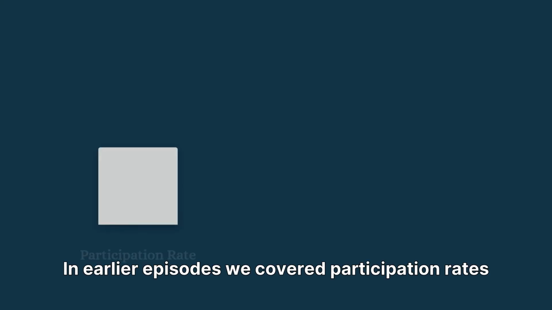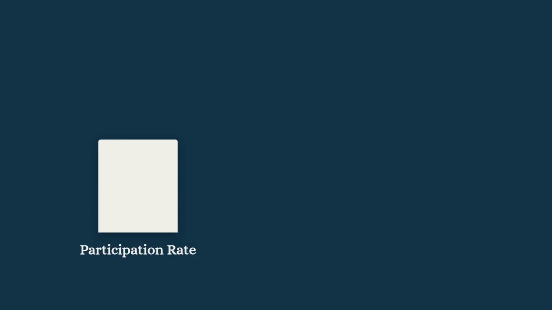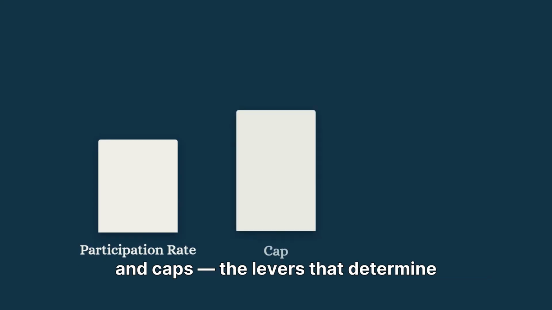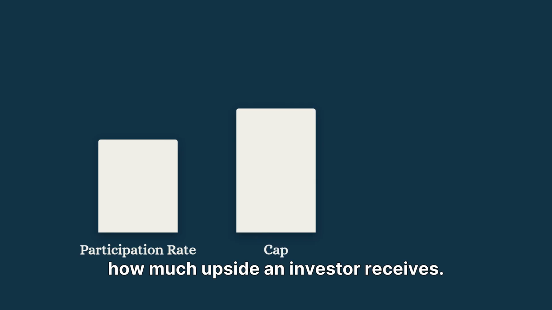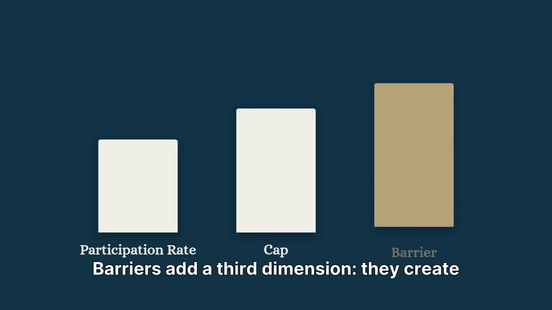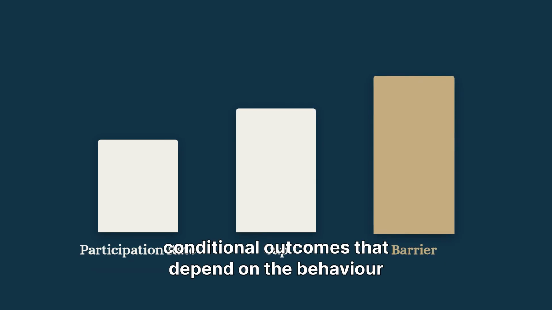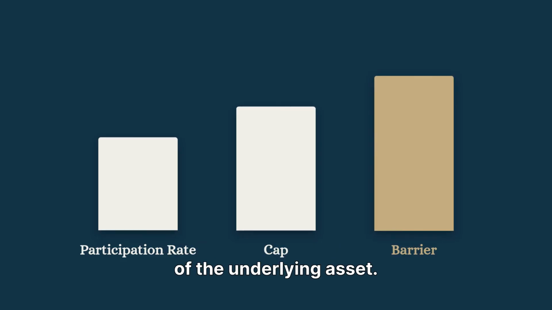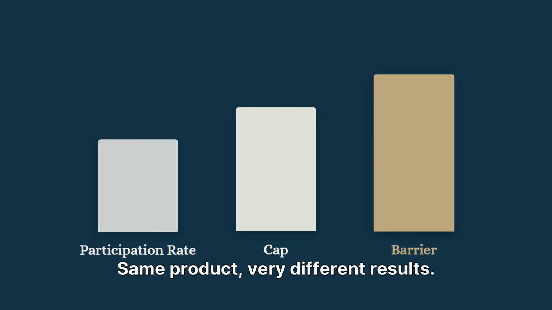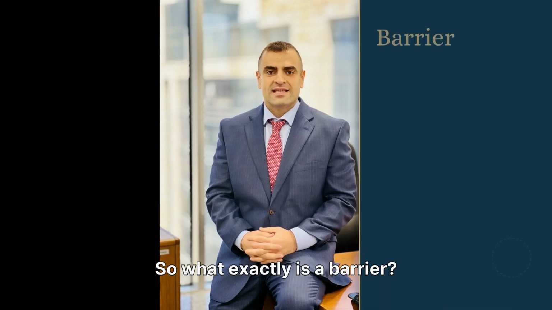In earlier episodes, we covered participation rates and caps, the levers that determine how much upside an investor receives. Barriers add a third dimension. They create conditional outcomes that depend on the behavior of the underlying asset. Same product, very different results. So, what exactly is a barrier?